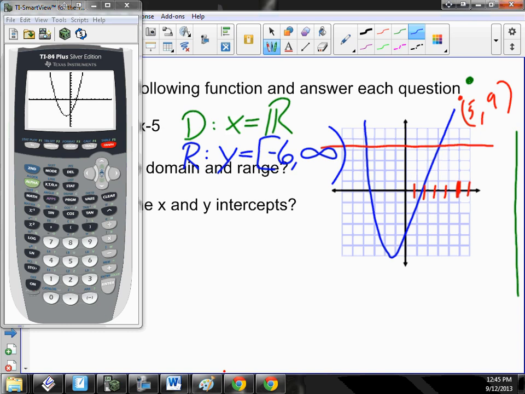Does anybody not understand how we got the domain and range of that? You're going to be a little behind. Hopefully we'll have time today. I can help you out.